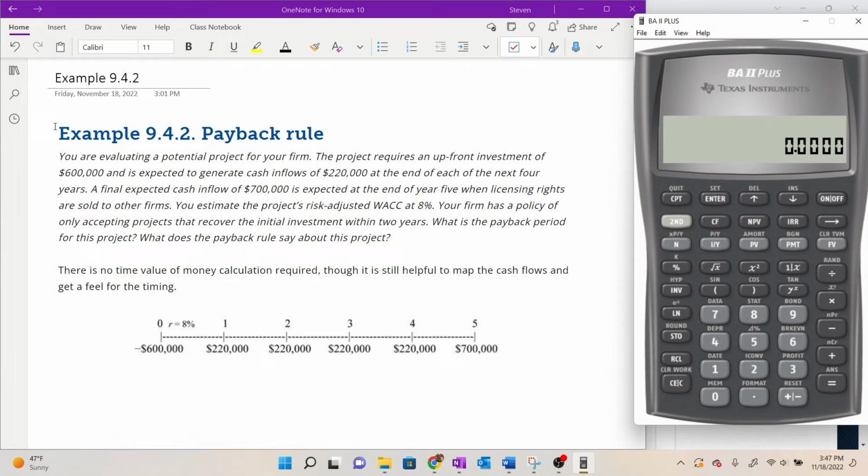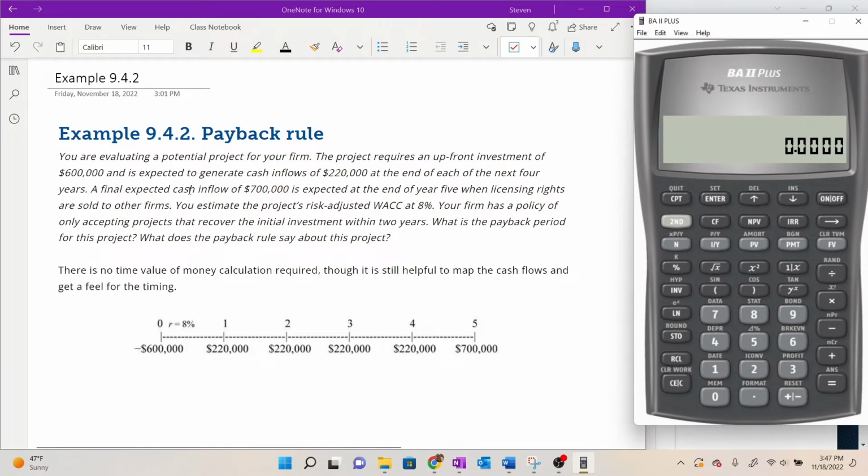Example 9.4.2, using the payback rule. The setup for this one says you're evaluating a potential project for your firm. The project requires an upfront investment of $600,000 and is expected to generate cash inflows of $220,000 at the end of each of the next 4 years.